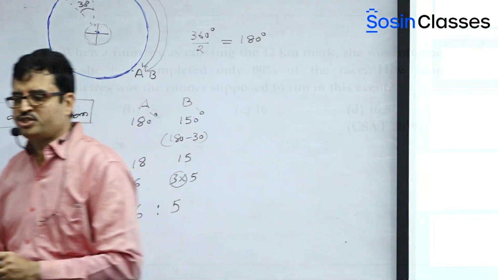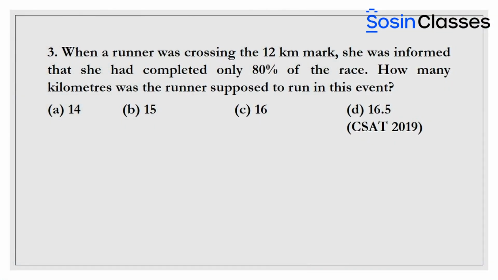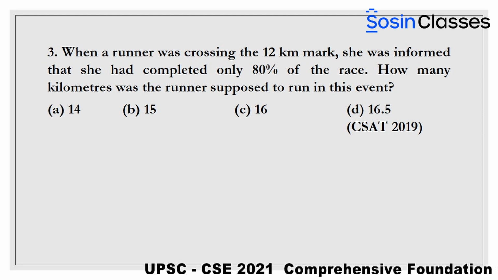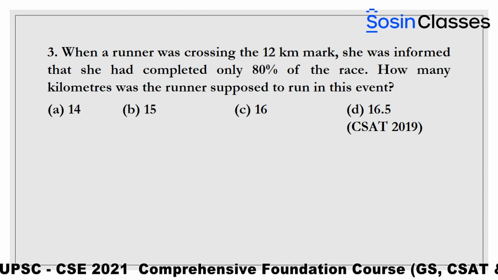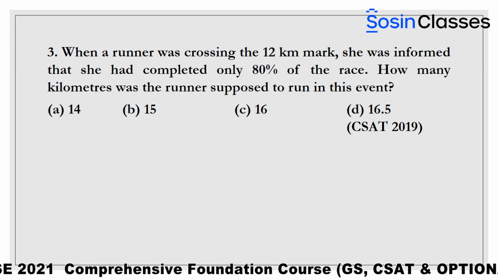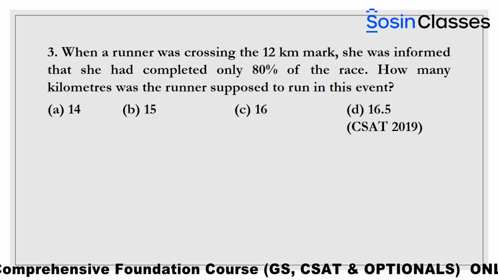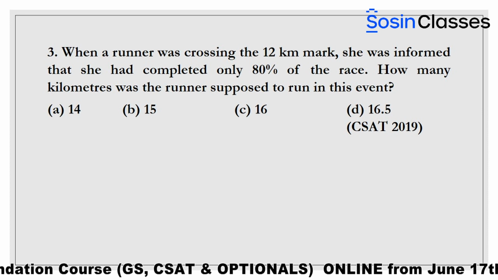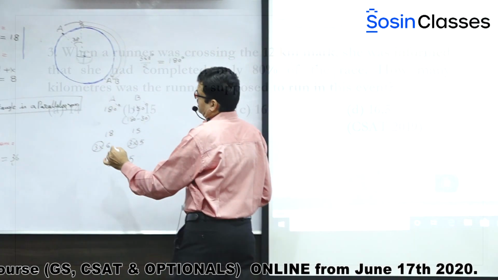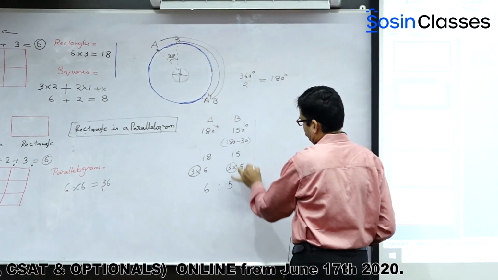Now let us discuss question number 3. See, it is given that when a runner was crossing the 12-kilometer mark, she was informed that she has completed only 80% of the race. How many kilometers was the runner supposed to run in this event? So the given thing is that when you take the entire race, she has covered 80%, and 80% corresponds to how many kilometers? 12 kilometers. So let us understand like this.